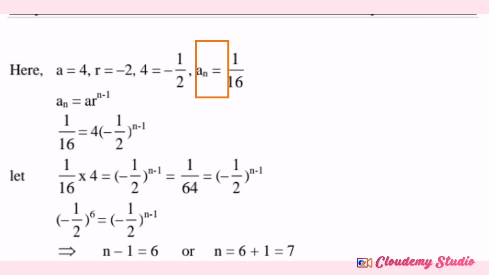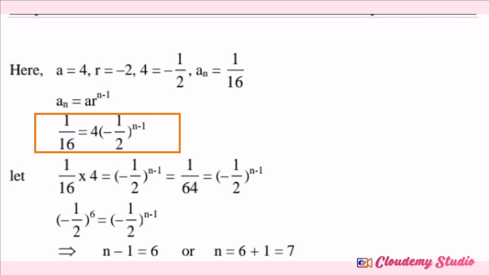The value of an is equal to 1 over 16. Now we know that an is equal to ar raised to the power n minus 1, because the general term of the geometric progression is ar raised to the power n minus 1. But we know that here an is equal to 1 over 16. The value of a is 4. The value of r is minus 1 over 2.